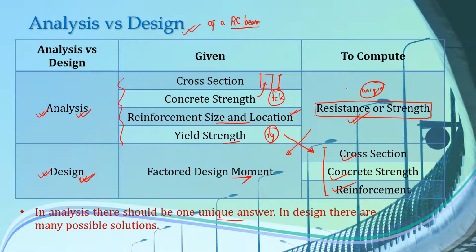But if it is design, then you can have many different possible solutions. For example, based on the type of cross section you choose, the amount of reinforcement may vary, or based on the strength of concrete that you employ in your RCC beam, the amount of reinforcement and the cross section both may vary. In this way, the final design results may vary according to the designer. So this is the difference between analysis and design.